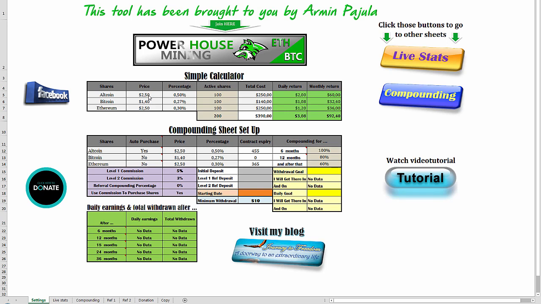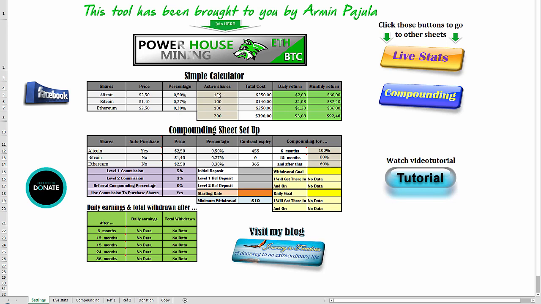The prices we don't have to change. I hope it will stay the same in the future. And here are the percentages. And by default right now are the percentages which have been the latest percentage from those contracts. So altcoin is giving 0.5% a day, Bitcoin is giving 0.27% a day, and Ethereum is giving 0.3% a day. And here you can write how many shares you have.